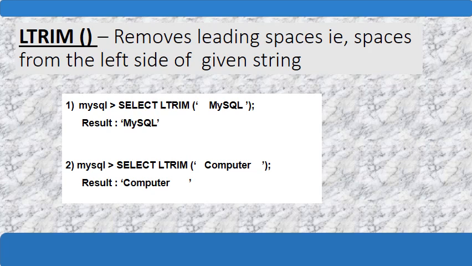Second example, select ltrim(' computer '). Here in this example, computer has blank spaces on both sides. ltrim can remove only the left side blank space. So the right side blank space will remain there itself. Please check the output.